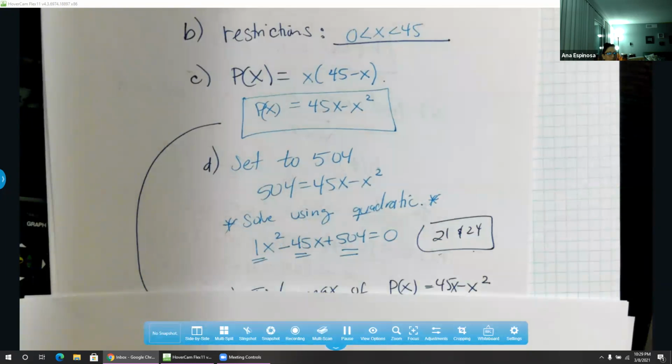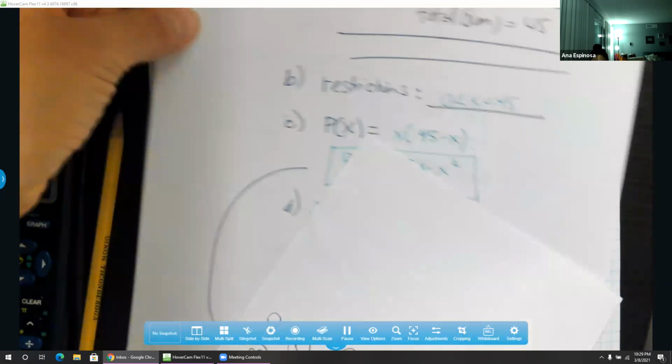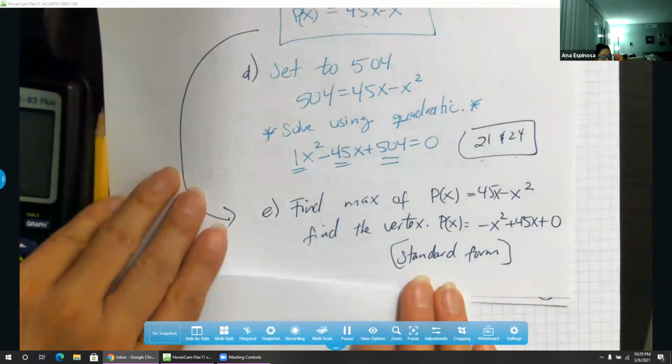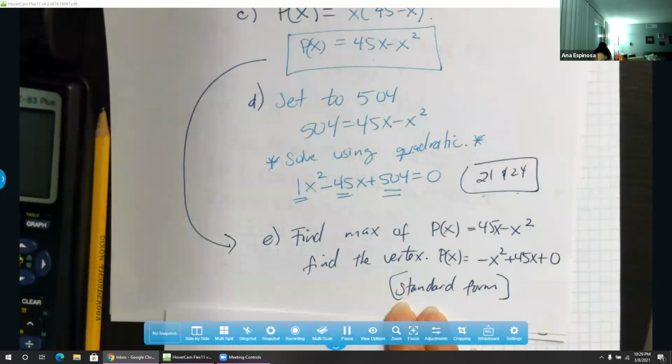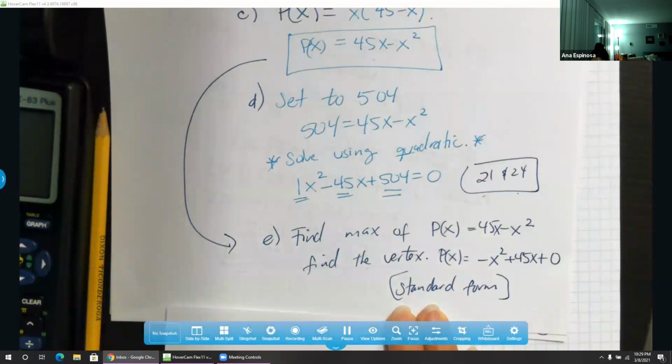If I want to be able to find the maximum of that equation, this one was just an example. I set it equal to, if the product is 504, what would that be? But if I want to know what the maximum was, then I would want to find the vertex. And we already went over how to find the vertex, it is negative b over 2a, and then plug that back into the equation and you get your y value.